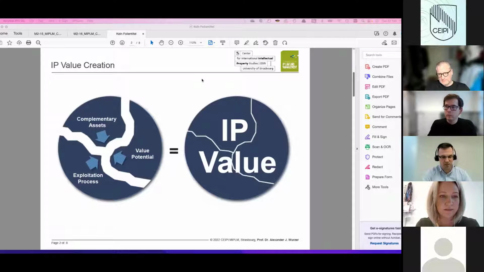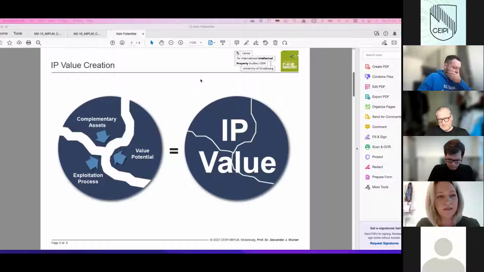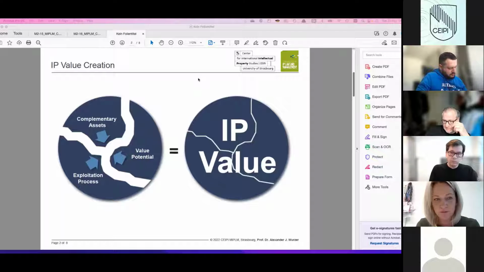Then we see the complementary assets that refer to the company assets or capabilities which are necessary for successful commercialization of technologies. And the last one is the exploitation process. Here we need to focus on whether the company has the production facilities to produce the product.